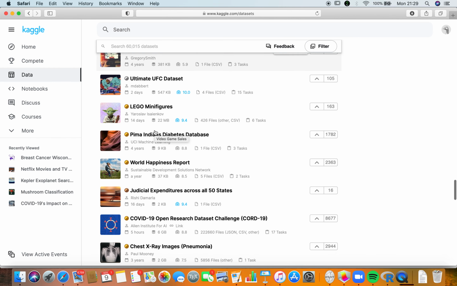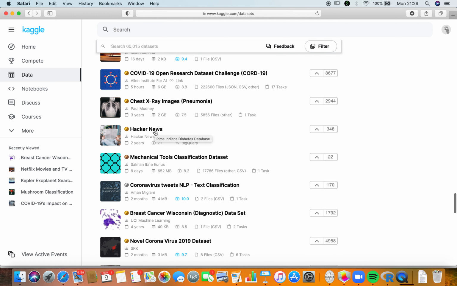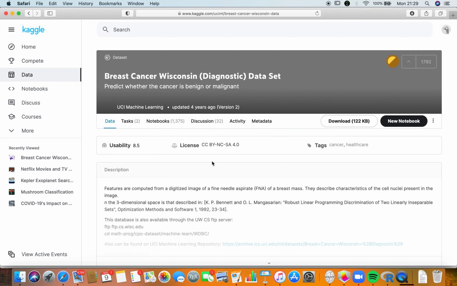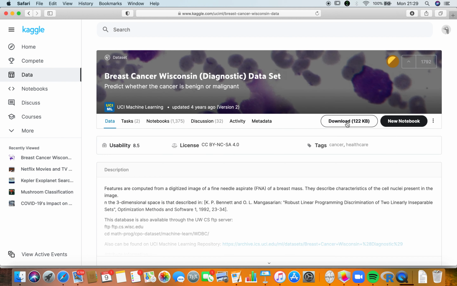Now, keep going. It's a Wisconsin breast cancer data set. Now, apologies if this is a sensitive topic for people, but it's a nice data set because it's nice and clean. So if I go in here and look at it, it's a CSV file, and I'm going to download it, and it's only 122 kilobytes, so it's very small.